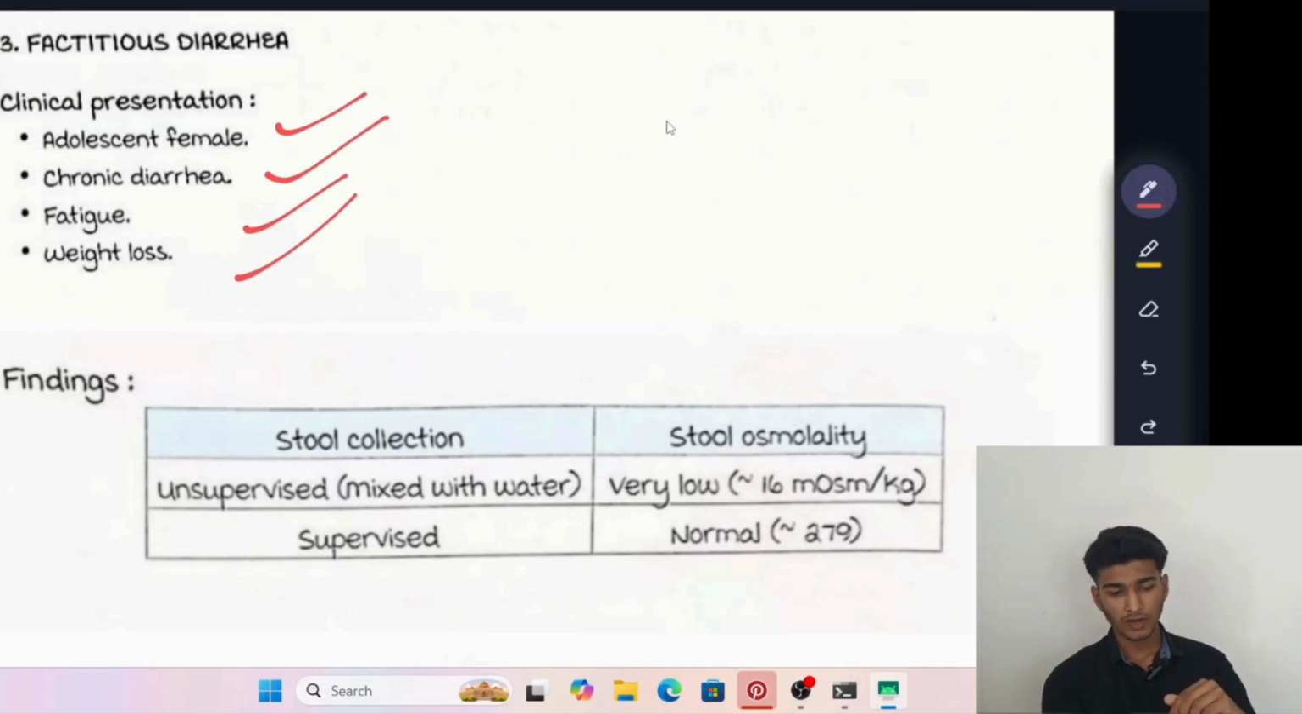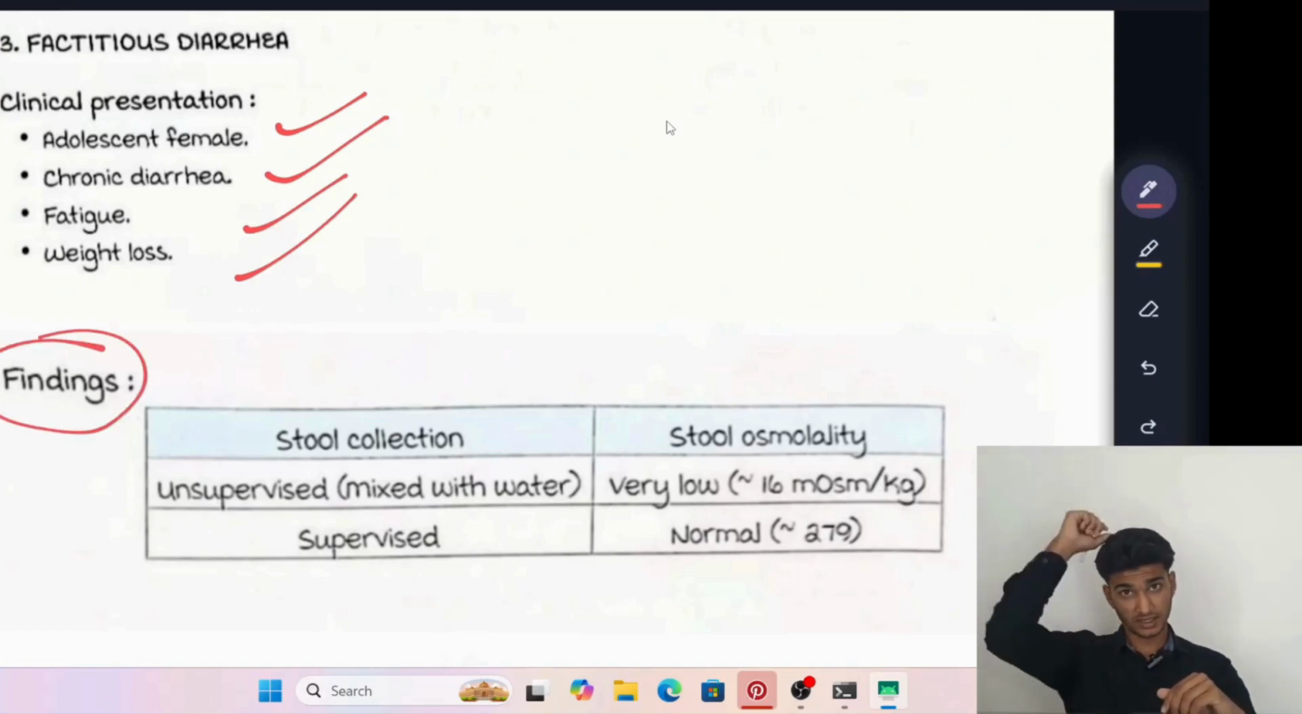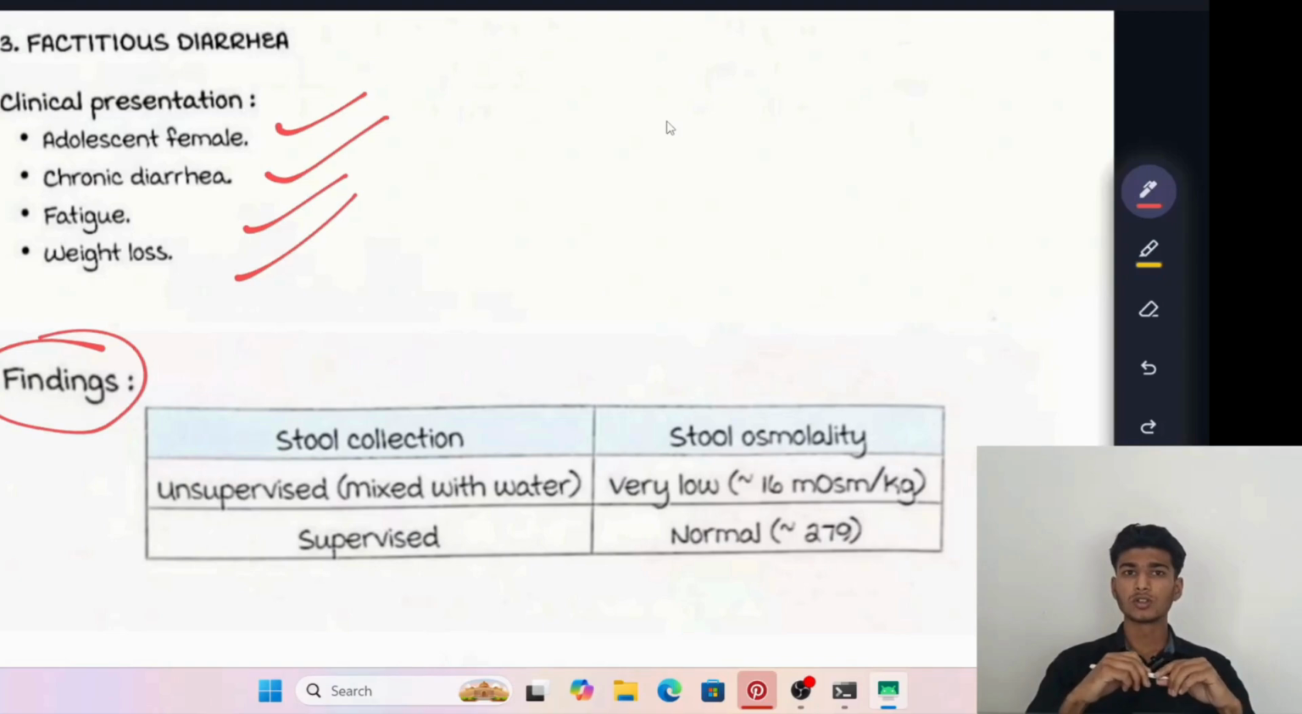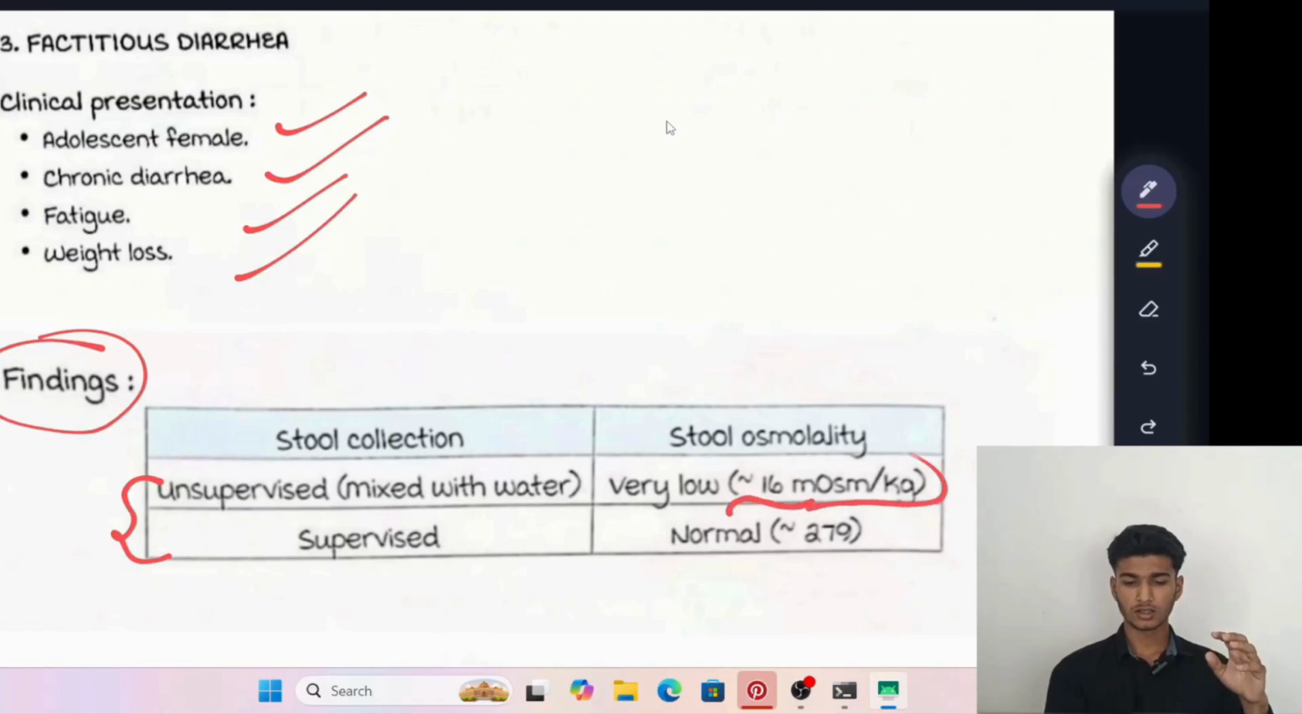Findings, how you will find that it is a factitious diarrhea or not. So you will collect a stool sample, you will get a stool analysis, you will find the osmolarity of the stool, and then you will get to know, okay, it is a type of diarrhea. And there will be two types of stools that you will be collecting, which is supervised and unsupervised. If you collect an unsupervised stool and you find that the osmolarity is very low, approximately 60 milliosmol per kg.